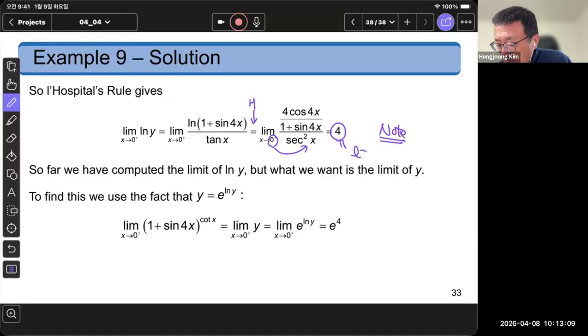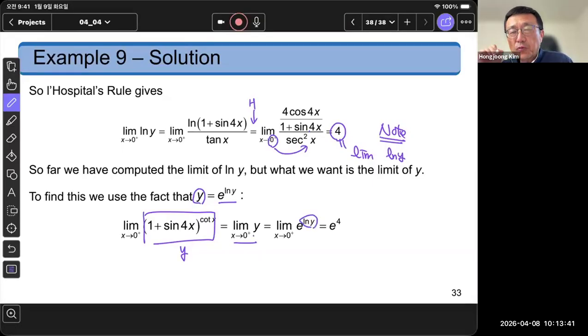This is the limit of ln y. And what is the problem? We are looking for the limit of y, not the limit of log y. So this is my y function, okay? And y is e to the ln y. So this is y and this is e to the ln y, and ln y converges to 4. Okay? So this exponent converges to 4. So the limit is e to the 4, not 4.